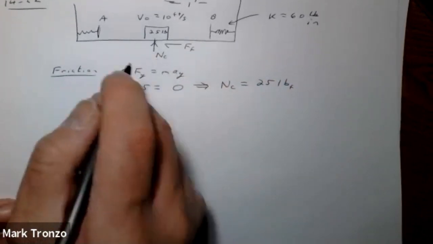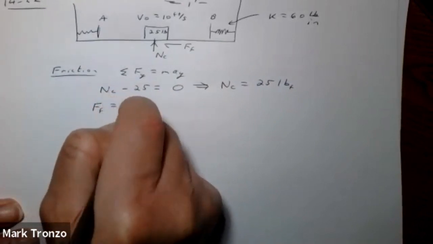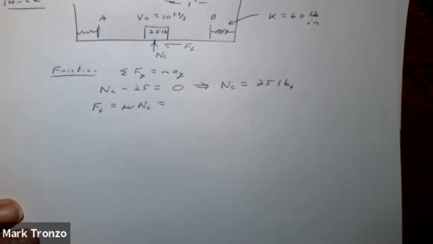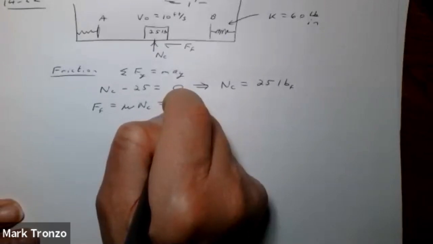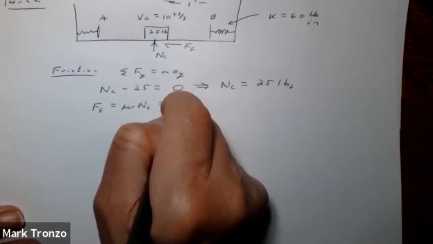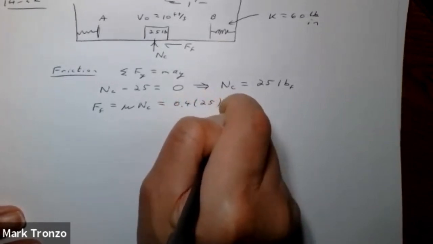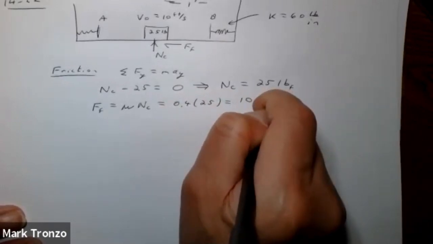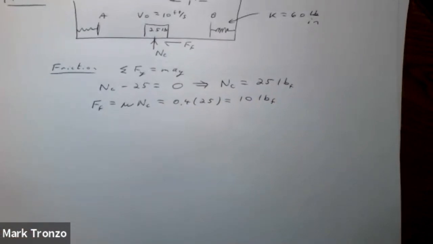And then therefore the friction force, remember that's just going to be mu times your normal. And we're told that the friction coefficient is 0.4 times 25. And I guess that's just going to be 10 pounds, huh? 10 pounds force. So we have our friction force.